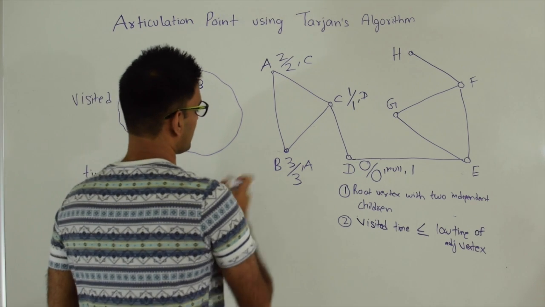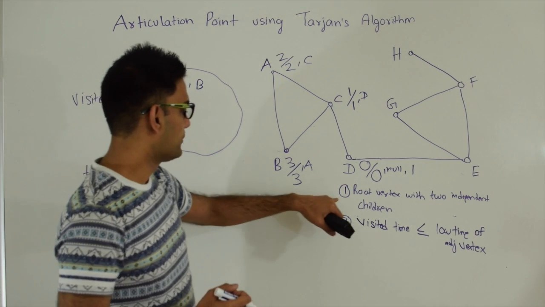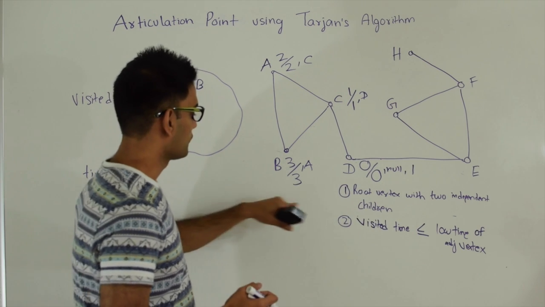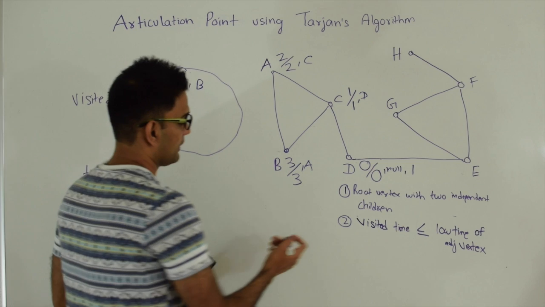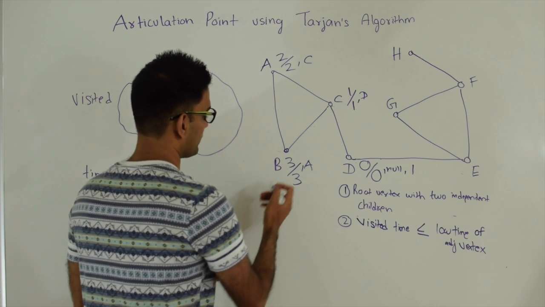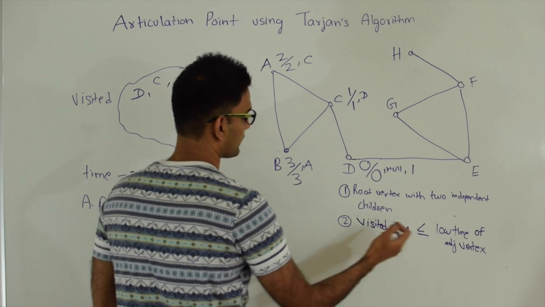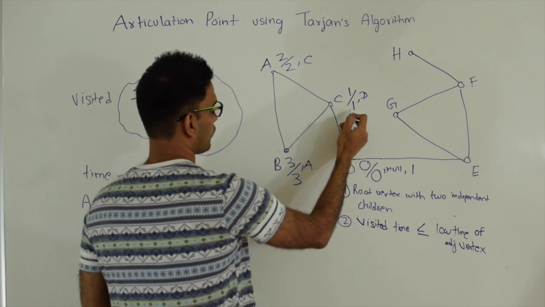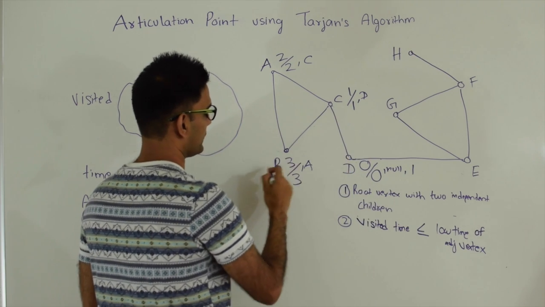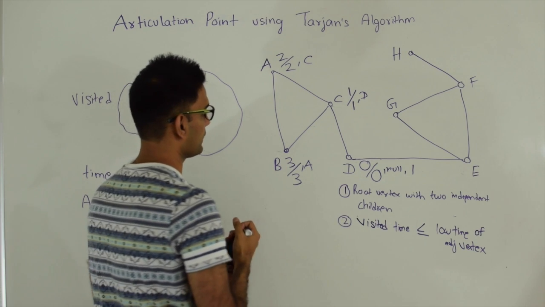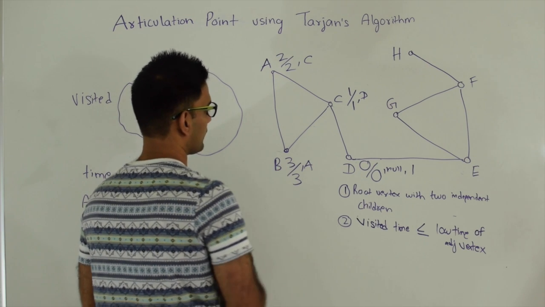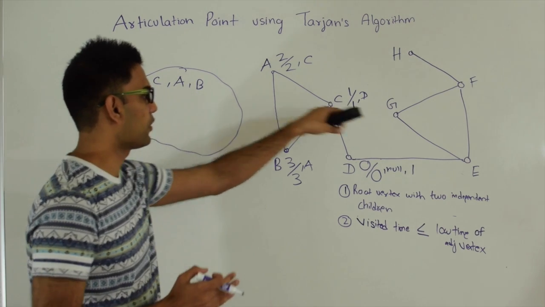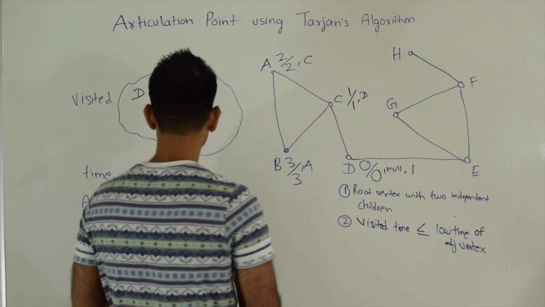So let's see if B is an articulation point. B is clearly not the root vertex of this DFS, so it doesn't satisfy condition 1. And the visited time of B, which is 3, is not less than or equal to the low time of adjacent vertex, which is C. So low time of adjacent C is 1 and B is 3, and 3 is not less than or equal to 1. So B is not an articulation point. B is pretty much a corner vertex, and removing B is not going to disconnect this graph.